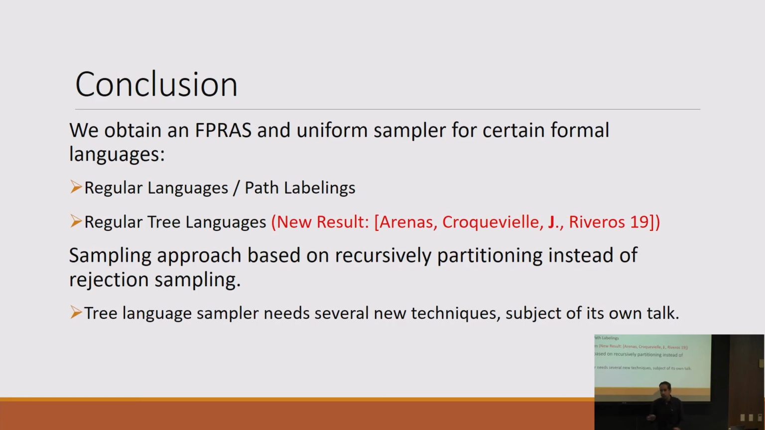And the main high-level takeaway from the algorithm is instead of having this recursive rejection step, we just have this approach based on recursively partitioning the set we're trying to sample from, roughly approximating the size, and flipping a biased coin. Right. And the tree sampler needs some new techniques, but that's probably the subject of a different talk.